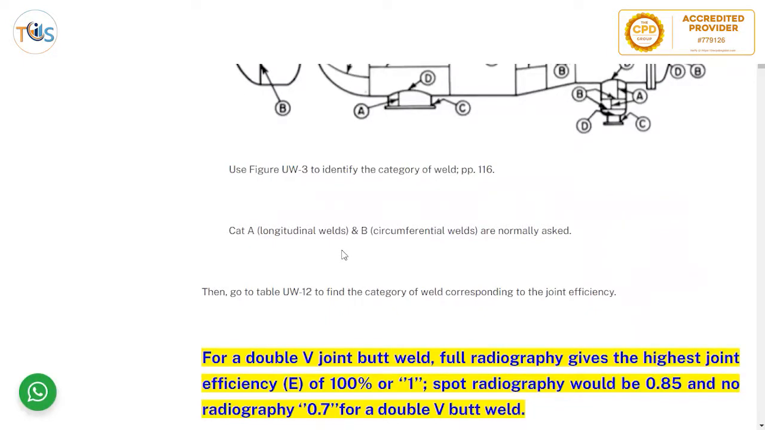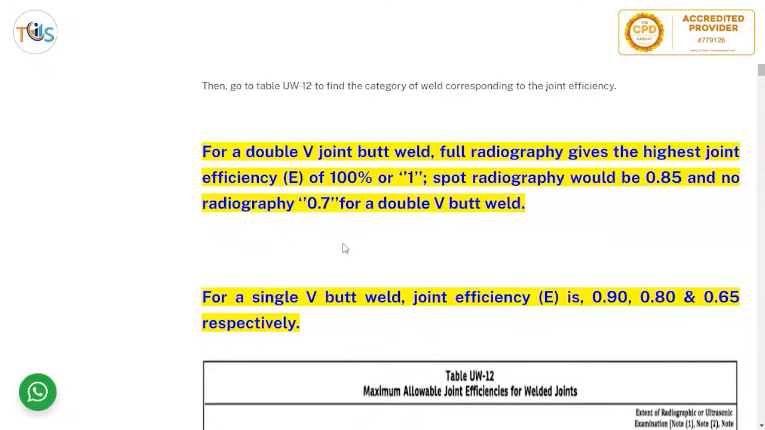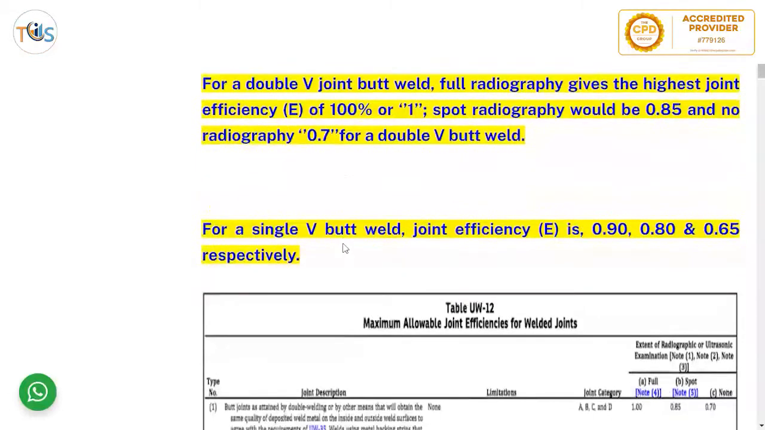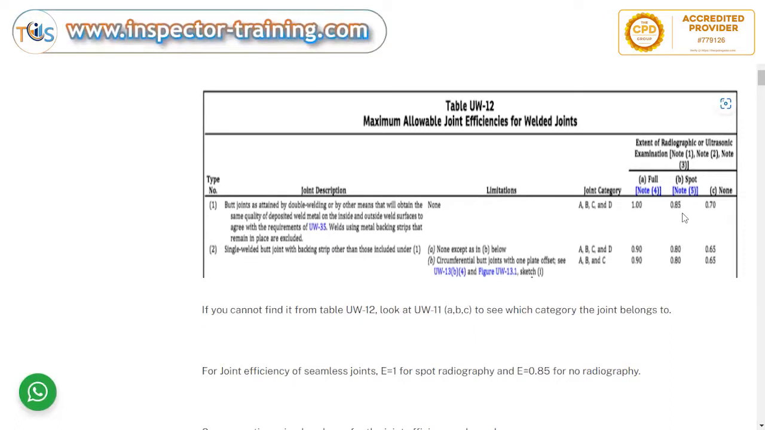Then you should go to Table UW-12 to find the joint efficiency corresponding to the category of weld. For a double V butt joint weld, with full radiography, as you can see here, if butt joints, double welding, the joint category could be anything, A, B, C, D, but it depends on the type of radiography. If it is full radiography, 100%, then the joint efficiency E is 1. If it's spot radiography, it's 0.85, and if it is no radiography, then the joint efficiency is 0.7.